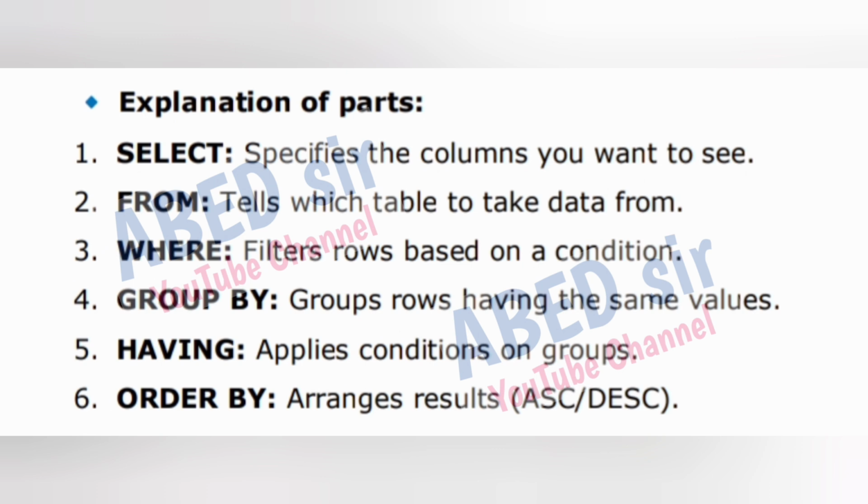1. Select specifies the columns you want to see. 2. From tells which table to take data from. 3. Where filters rows based on a condition. 4. Group by groups rows having the same values. 5. Having applies conditions on groups. 6. Order by arranges results.